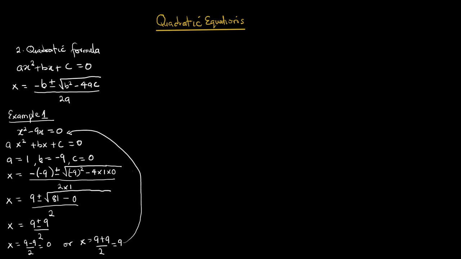If you substitute that into that equation, so for x equal to 0, of course, 0 squared minus 9 times 0 is 0, right? So the right hand side is equal to the left hand side. What about 9? If you substitute the value of 9 into that equation, does it give us 0? The answer is yes, because we're going to have 9 squared, which is 81, minus 9 times 9, which is 81 minus 81, which is 0.